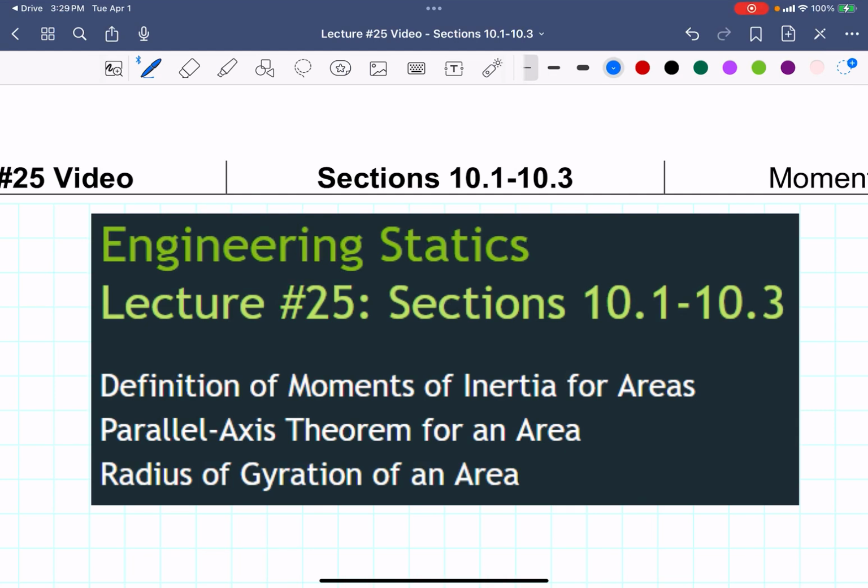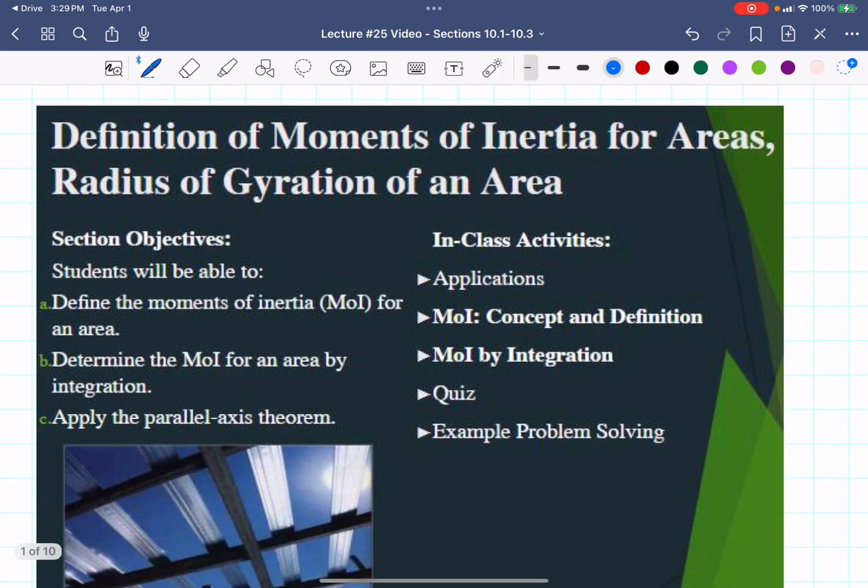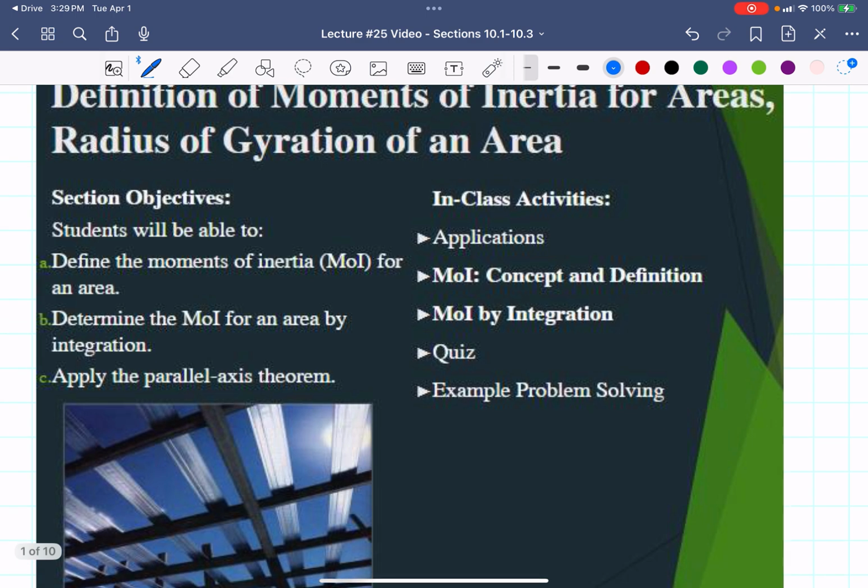Hello, welcome to lecture number 25 for engineering statics over sections 10.1 through 10.3, where you're going to get introduced to the moment of inertia and the parallel axis theorem. So today we're going to look at what the moment of inertia is and figure out how to calculate it by integration, and then we're going to apply the parallel axis theorem.